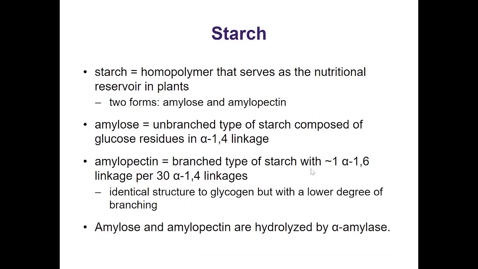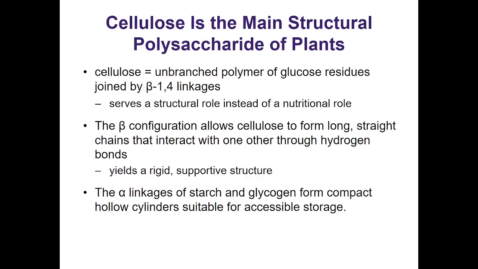Okay, the amylopectin, this is going to be a branched type of starch with approximately one alpha-1,6 linkage, i.e. one branch, for about 30 alpha-1,4 linkages. Okay? And it's going to have an identical structure to glycogen. The only difference is it's a lot more straight chain, a lot less branching. Okay? The amylose and amylopectin are going to typically be hydrolyzed by alpha amylase. Again, same stuff. Does that make sense to everybody? Are plants in a hurry? No. Not typically, right?